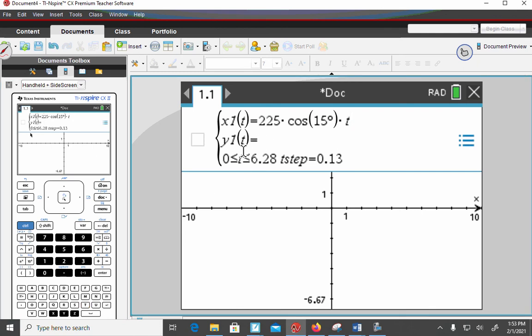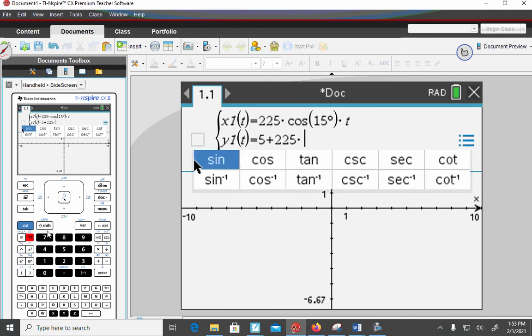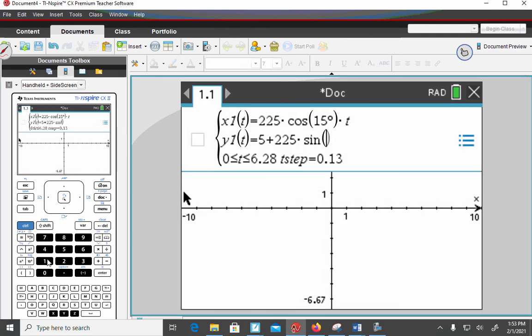Y1 is going to be that 5 plus, and then I think it was 225 times the sine of 15 degrees.